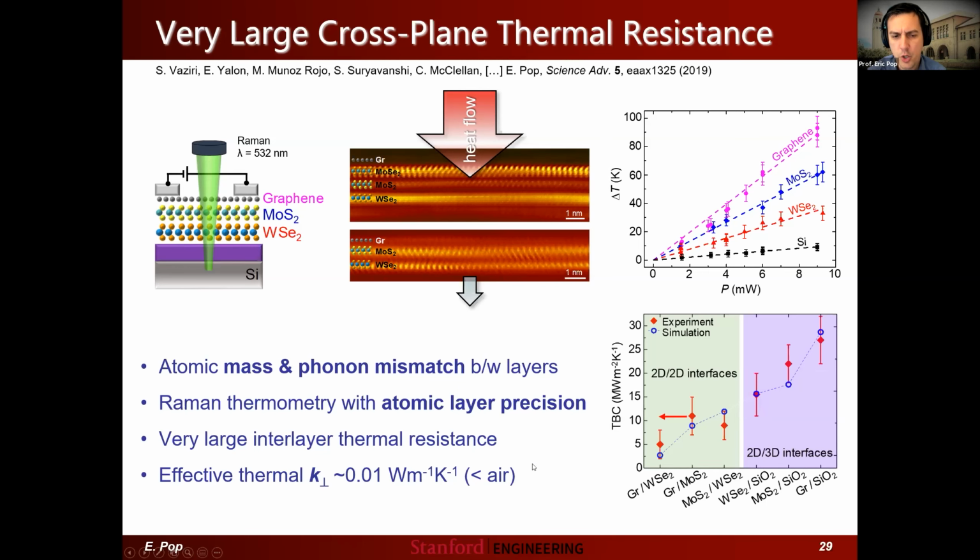And ultimately, we showed that the effective thermal conductivities of these stacks are lower than the thermal conductivity of air. They're about 0.01 watts per meter Kelvin. So these are extremely good solid state, ultra thin solid state heat blockers.